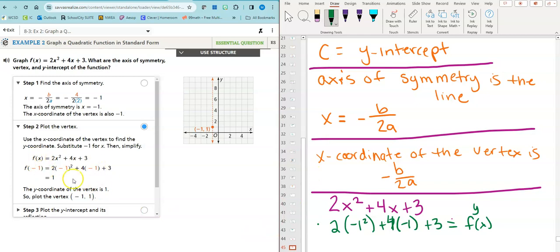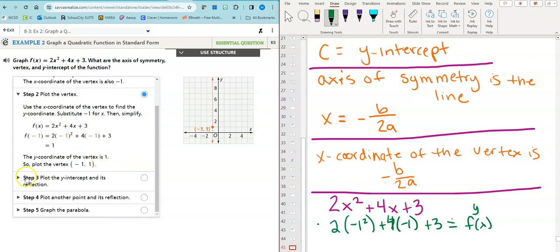Okay, so once they solved this, they got 1. So the y coordinate of the vertex is 1, and that's why they plotted their vertex at negative 1, 1. Negative 1 coming from their axis of symmetry, and the 1 coming from substituting that axis of symmetry into the equation and solving for y.